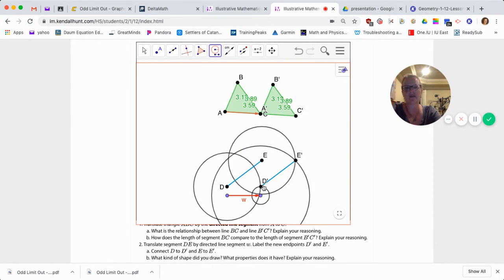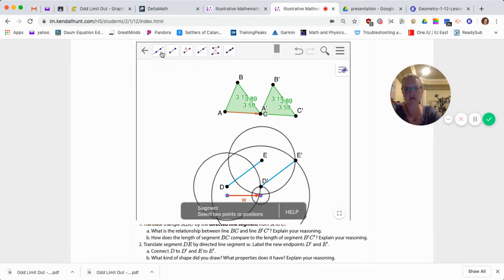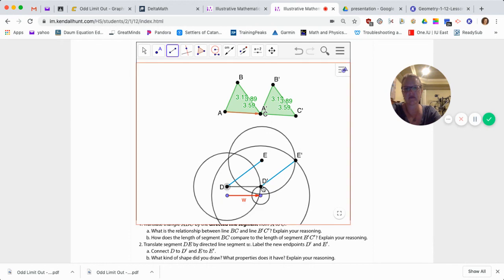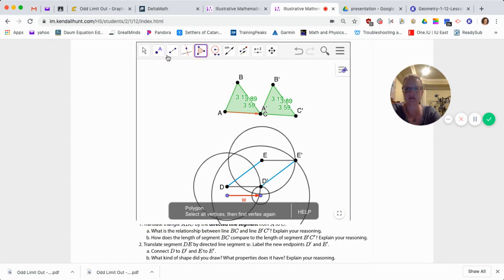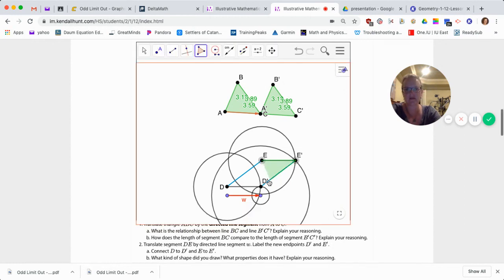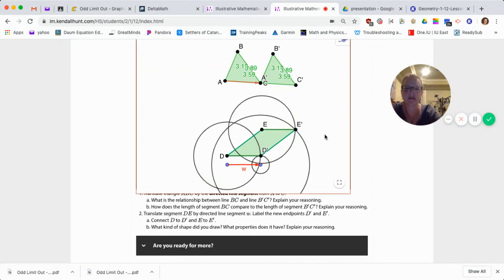So I can draw a segment from this intersection of circles to that intersection of circles, and I get my translated line segment. And the other thing that we want to do here is connect D to D prime and E to E prime. It would actually make better sense if we did this, because then you could see it a little bit better. What have we drawn here? It's a parallelogram. Opposite sides are parallel and the exact same measurement. These sides are parallel and the exact same measurement. So we have a parallelogram there. Properties are opposite sides are congruent and parallel for a parallelogram.